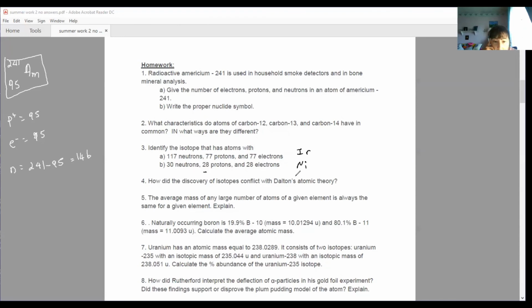Number 7, uranium has an atomic mass number equal to 238. It consists of 2 isotopes, uranium-235 with that mass and uranium-238 with the other mass. Calculate the abundance of the 235. And again, you proceed like we have done already, and it's 0.72%.